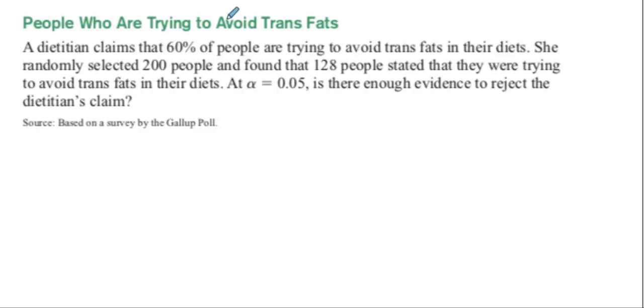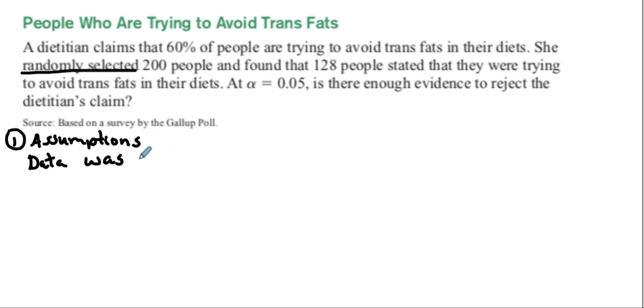All right, let's do our first example. People who are trying to avoid trans fat. So take a moment, pause the video, and read this example before we begin working through it. Step 1 is identify the assumptions to make sure that we can perform the z-test for proportion.